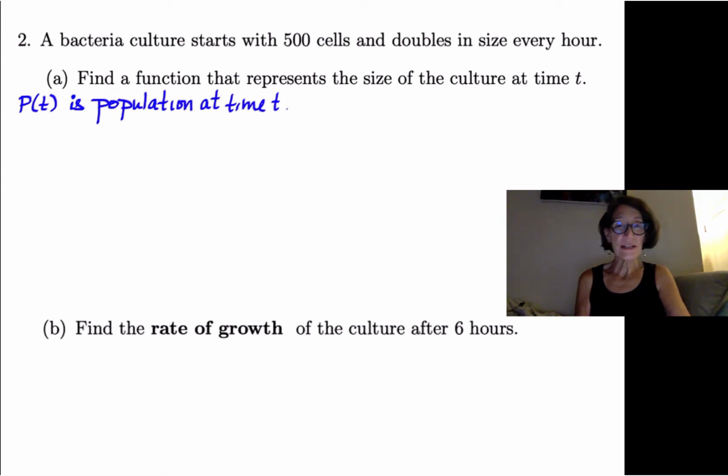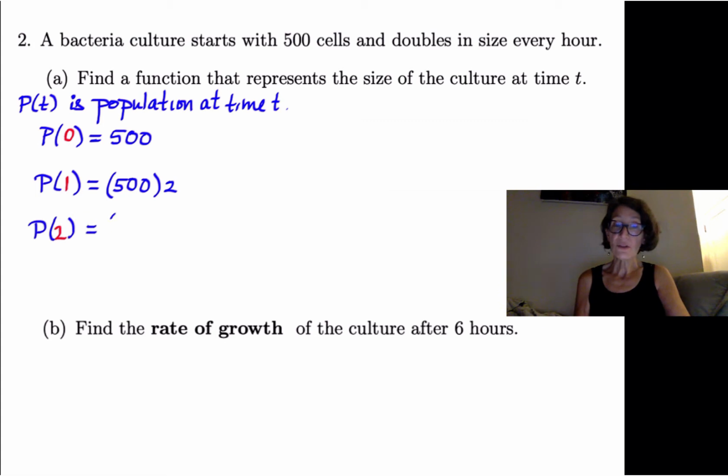And let's write down the first few values, the population for the first 3 hours. So at time 0, the population is the initial population, 500 cells. So we can write down p of 0 is 500. An hour later, so p of 1, the population has doubled. So we're just going to multiply the initial population by 2. So p of 1 is 500 times 2.